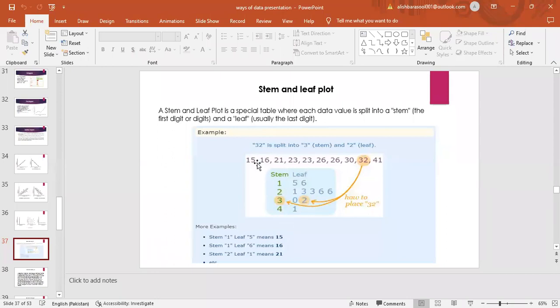We will make 2 columns, stem and leaf. For example, in 15, 1 is the stem and 5 is the leaf. Similarly, in 16, 1 is the stem and 6 is the leaf. Similarly, in 21, 2 is the stem and 1 is the leaf. 23, 2 is the stem and 3 is the leaf. 26, 2 is the stem and 6 is the leaf. 30, 3 is the stem, 0 is the leaf, and 32, 3 is the stem and 2 is the leaf.